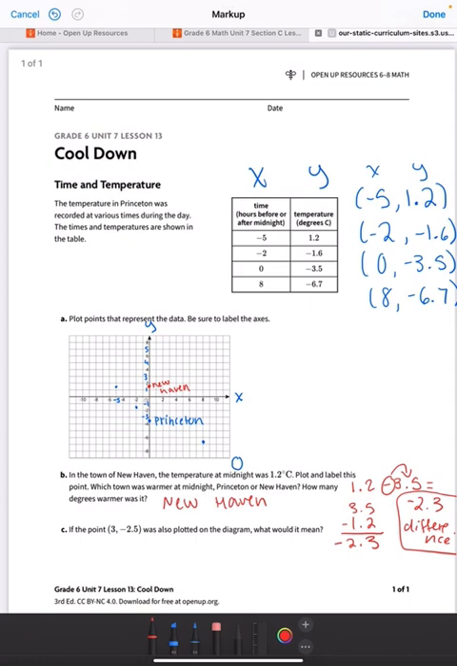If the point 3, -2.5 was also plotted on the diagram, what would it mean? Well, if I plotted it, 3 going over to 3, up 2.5 would be right about here. It would mean that 3 hours after midnight, oh, it was -2.5. My bad. Let me erase that. Go over to 3, -2.5. It should have been down here. 3 hours after midnight, it was -2.5 degrees Celsius.